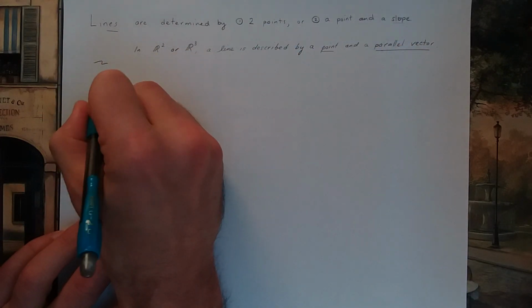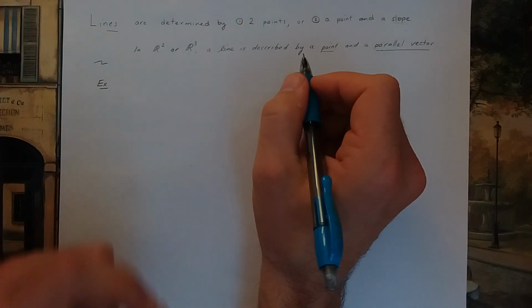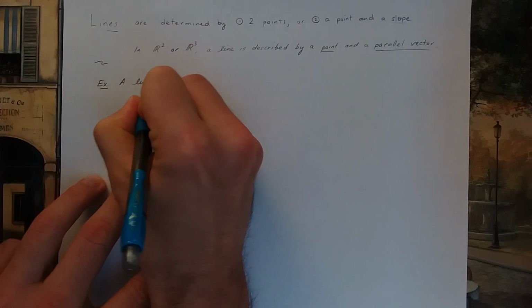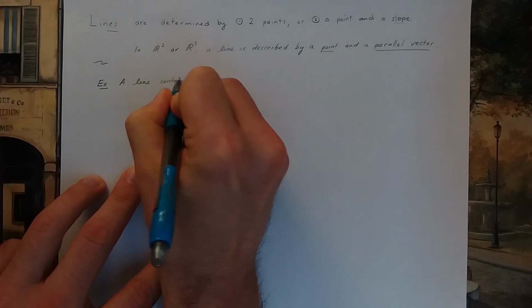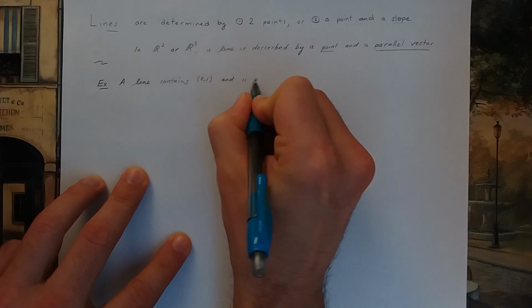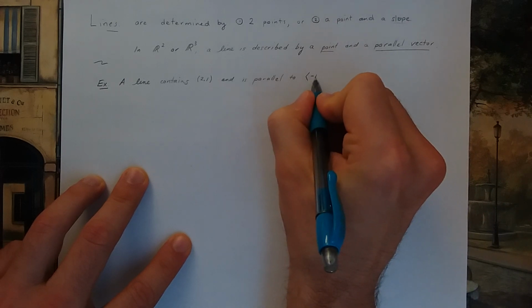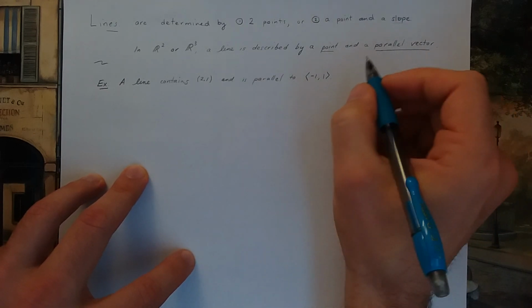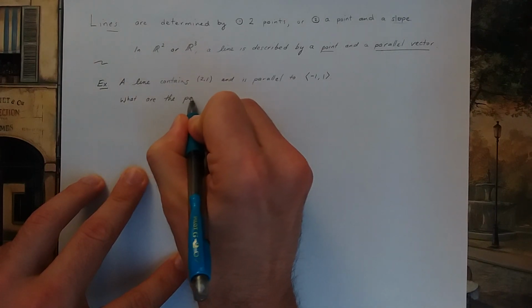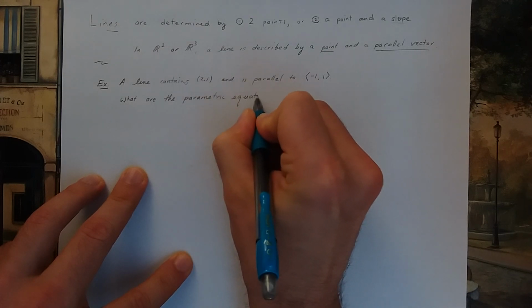Let's do a main example. So if you can understand this example that I'm about to do, then you'll understand how we're going to find equations for lines in general. So a line contains the point 2, 1, let's say, and is parallel to the vector negative 1, 1. My main question is, what are the parametric equations for the line?